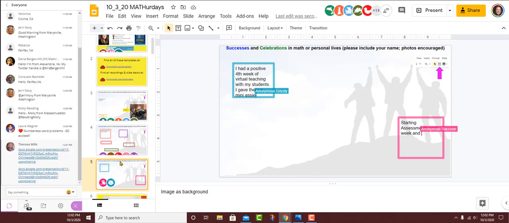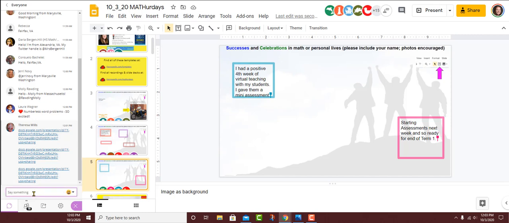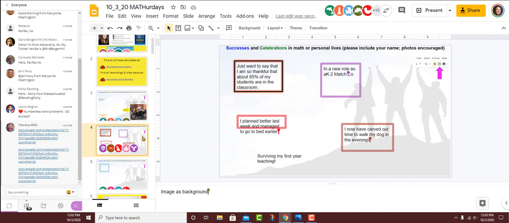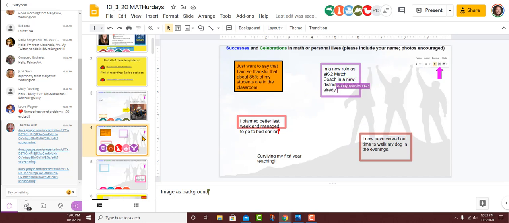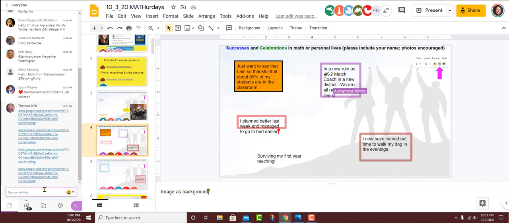Always inspired when I see one of yours. Someone on slide 5 is writing that they had a positive 4th week of virtual teaching and even a mini assessment. Would you elaborate? Tell us a little bit more about that. Okay, good morning. I teach math and computer science in Alexandria, Virginia. So yeah, it's positive because it's amazing how you can still really develop relationships with the kids. I've been with them 4 weeks, and I'm becoming familiar with their personalities, and so we are really forming a group. I've been doing a lot of community building and warm-ups, and so I think it's paying off.